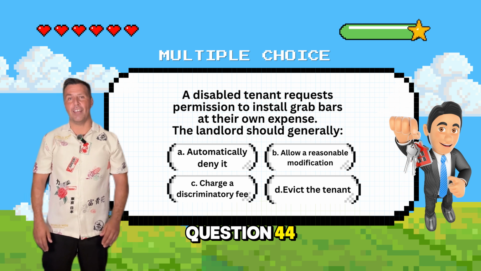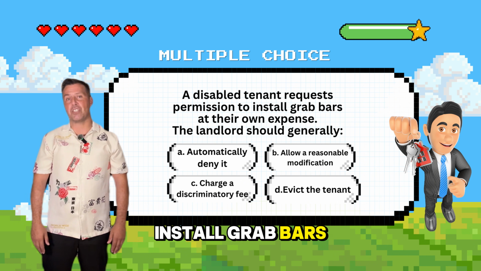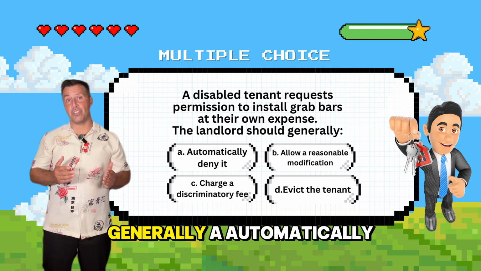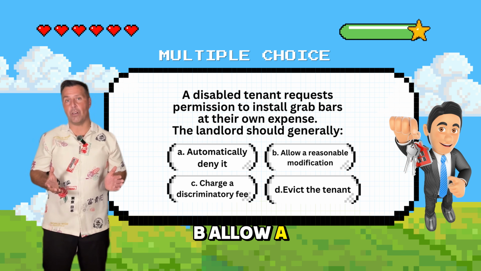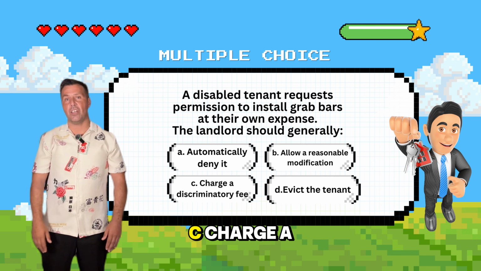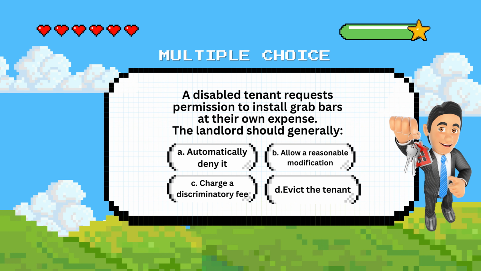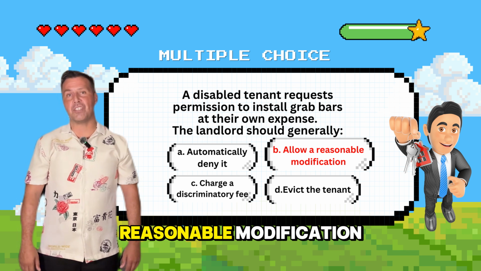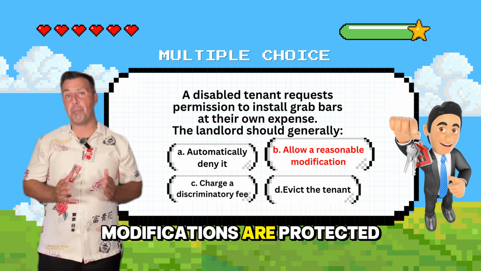Question 44. A disabled tenant requests permission to install grab bars at their own expense. Now, the landlord generally must A, automatically deny it, B, allow a reasonable modification, C, charge a discrimination fee, or D, evict the tenant? The answer is B, allow a reasonable modification. Disability-related reasonable modifications are protected.